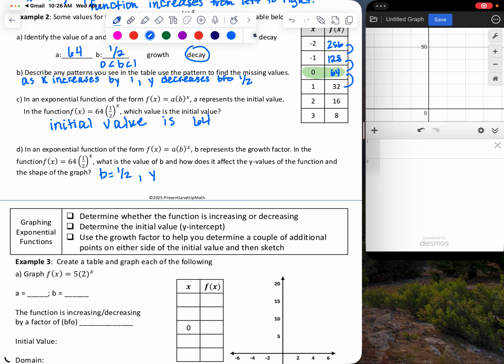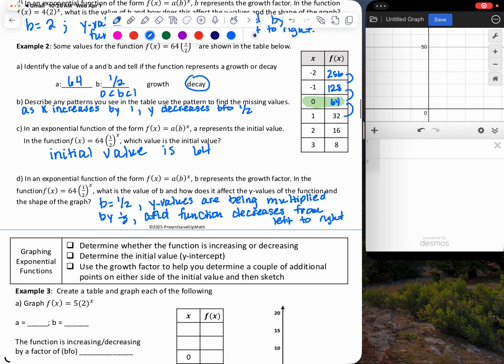So the y values are being multiplied by 1/2, and the function decreases from left to right.